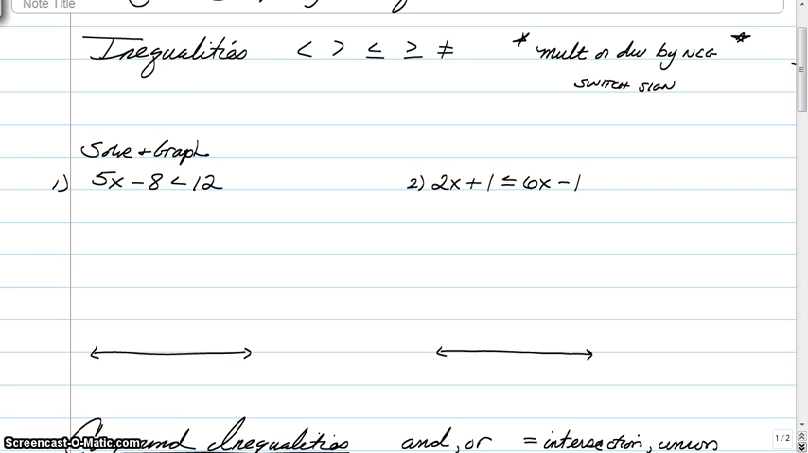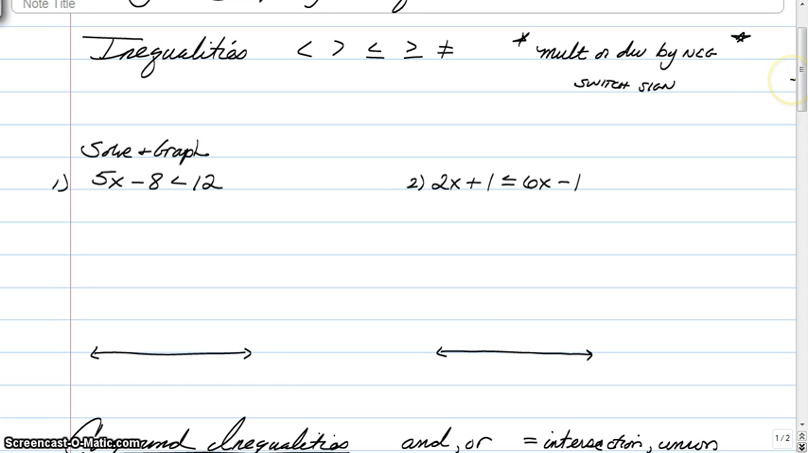First, I want to remind you of the inequalities. This would be our less than sign, greater than, less than or equal to, greater than or equal to, and this is not equal to. Special note from back in the day: when you multiply or divide by a negative to solve for x, you need to switch the direction of your sign. We will get to a couple examples of that as these notes go on.